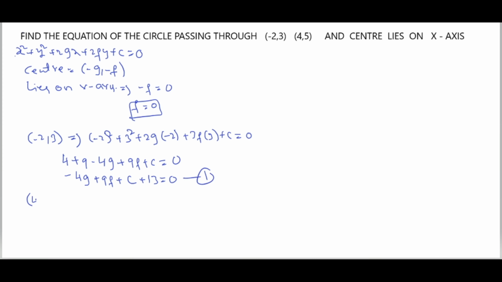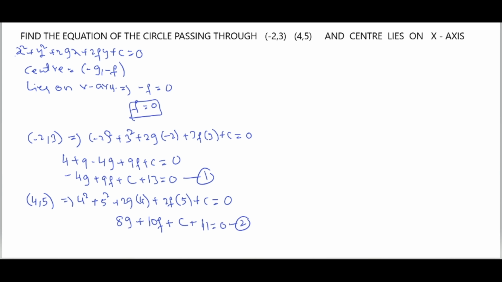And substituting (4, 5), that is 4 square plus 5 square plus 2g into 4 plus 2f into 5 plus c is equal to 0. That is 8g plus 10f plus c, 4 square is 16 plus 5 square is 25, 16 plus 25, that is 41 is equal to 0. This is the second equation.